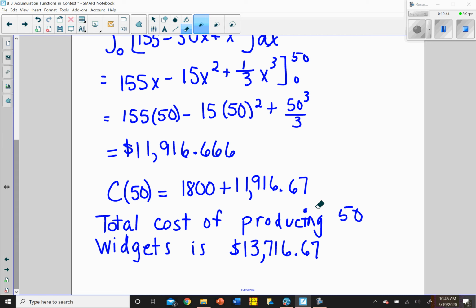Okay, so 8.3. Next time, area under a curve, or area between two curves.